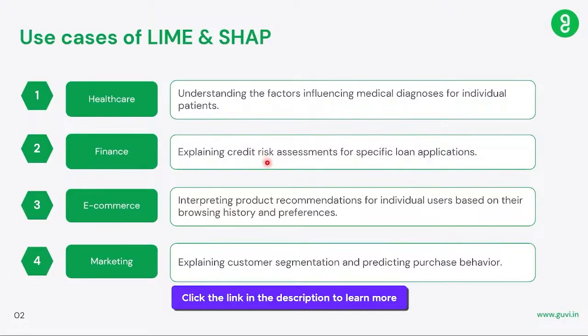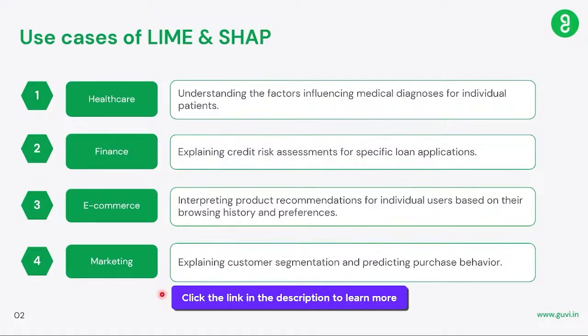Now, let's take e-commerce and product recommendation. An online retailer employs some complex recommendation systems to suggest products to users. So Lime is utilized to provide explanations for specific product recommendations, enabling users to understand why certain items are suggested to them. This enhances the user trust and engagement with the recommendation system.